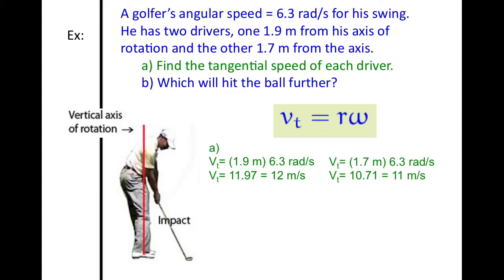So, in order to answer B, we just have to look at our data, which will hit the ball farther. The 1.9 meter driver will actually hit the ball farther because the velocity is higher.